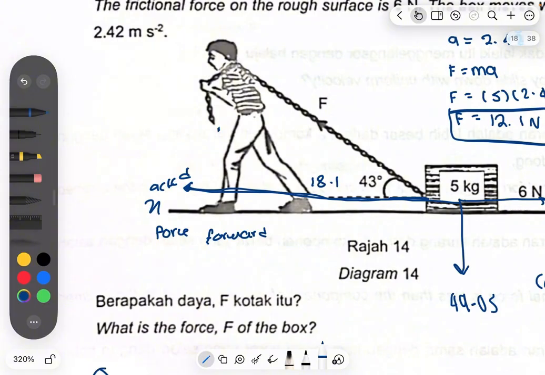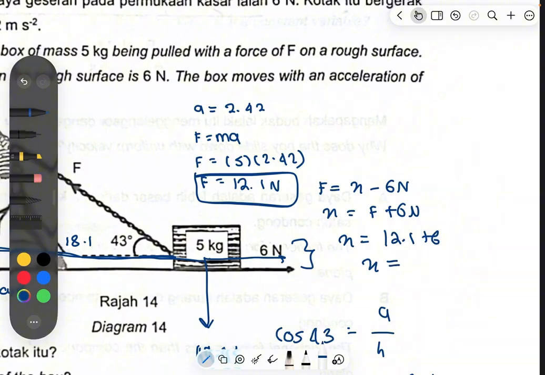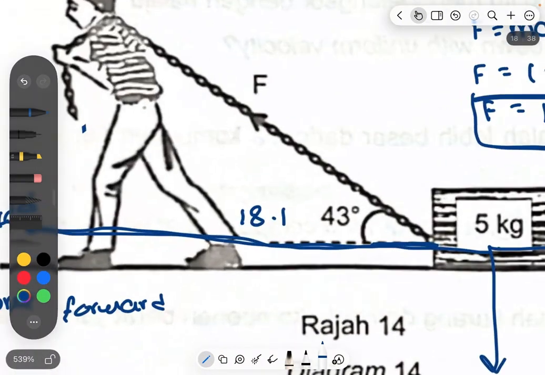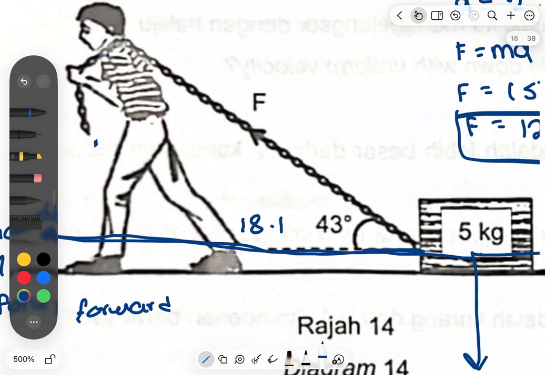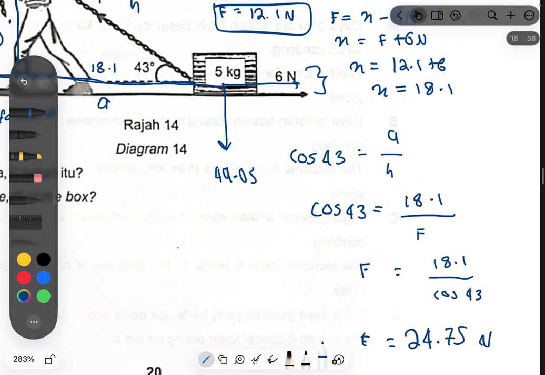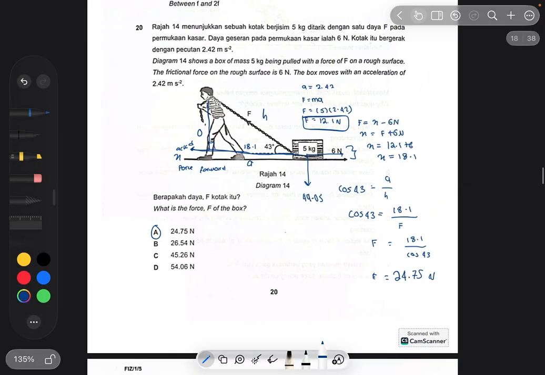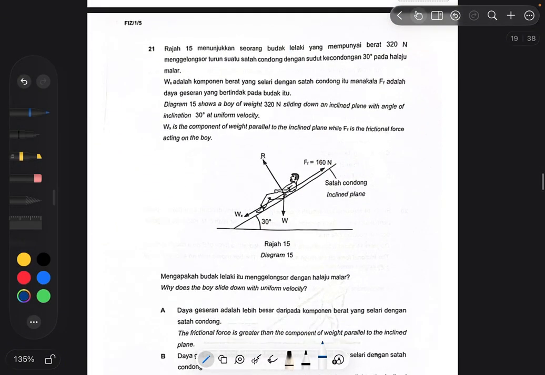So if I get the resultant force here is equal to this force, okay, let's say this is called X. So it's equal to X minus 6 Newton. So if I want to find X, I have to add 6 Newton. So X is equal to 12.1 plus 6. So X is equal to 18.1. So when I get 18.1, I can already find it here. This is H. This is the opposite angle. This is O. This is A. I use trigonometry. And then cos 43 equals A over H. And then you rearrange and divide. And then you get A. Yay! Okay, next.